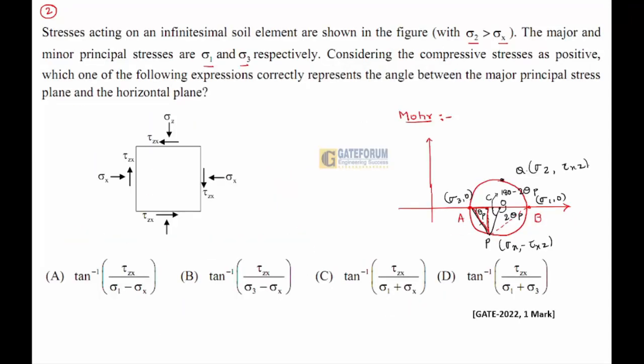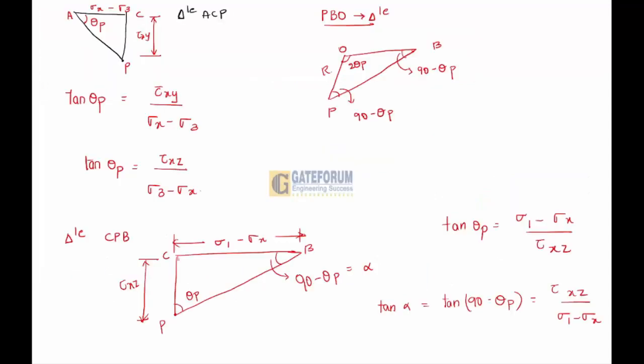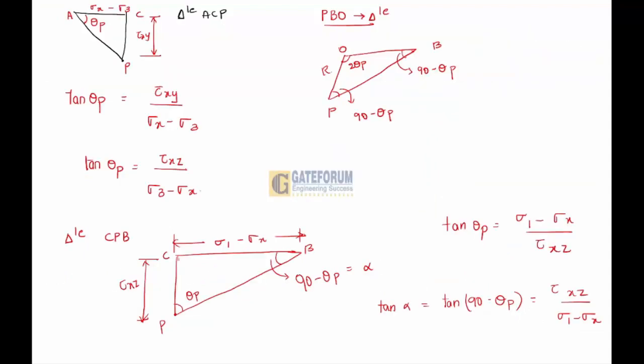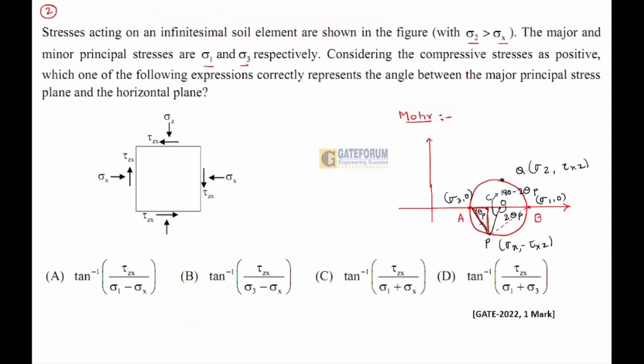So what will be the answer for the question here? We have got tan of 90 minus theta P, that is tan alpha, equal to tau xz by sigma 1 minus sigma x. That will be tau xz by sigma 3 minus sigma x. Obviously, option B, that is tau zx by sigma 3 minus sigma x, will be the right answer for the given question.